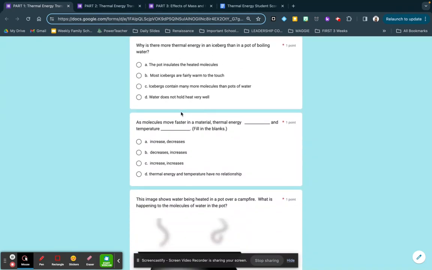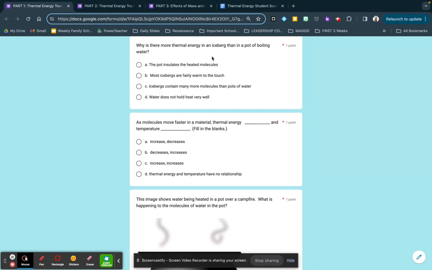Why is there more thermal energy in an iceberg than in a pot of boiling water? The pot insulates the heated molecules. Most icebergs are fairly warm to the touch. Icebergs contain many more molecules than pots of water, or water does not hold heat very well.